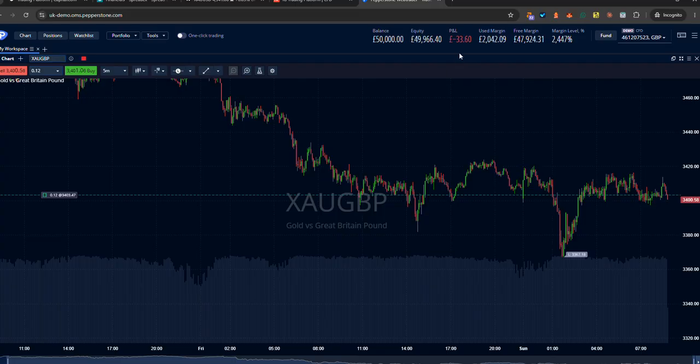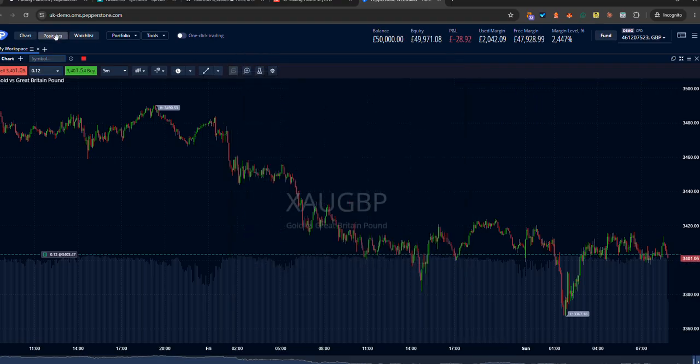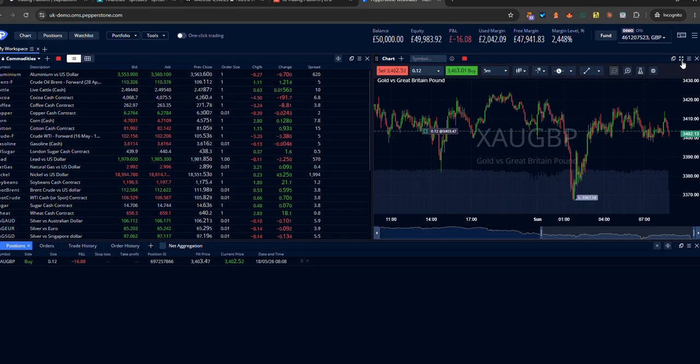But you can see here my position open here. It's not as easy to navigate their native platform. I personally would use either MT4, MT5, or TradingView when using them. But you can see here you can add your account. Chart here. But you can see here the user interface isn't too straightforward. Positions chart. Exit maximize mode. There we go. Any positions here.